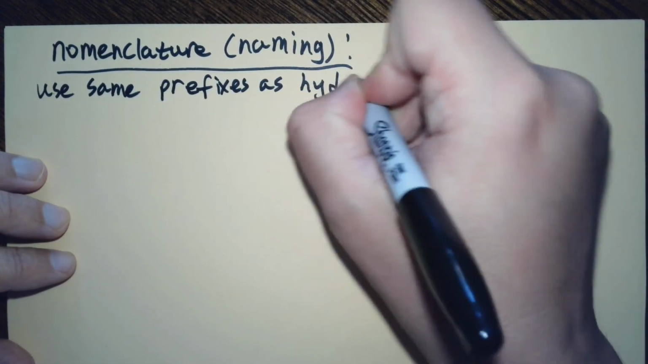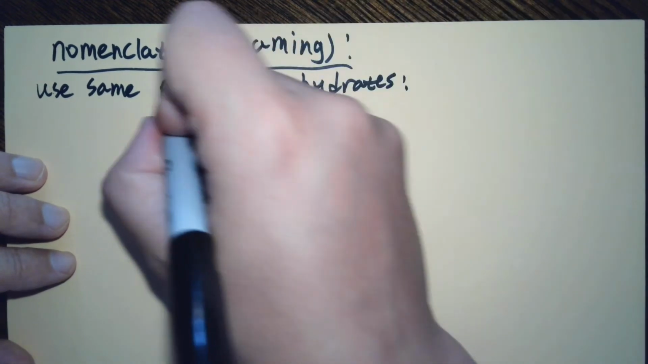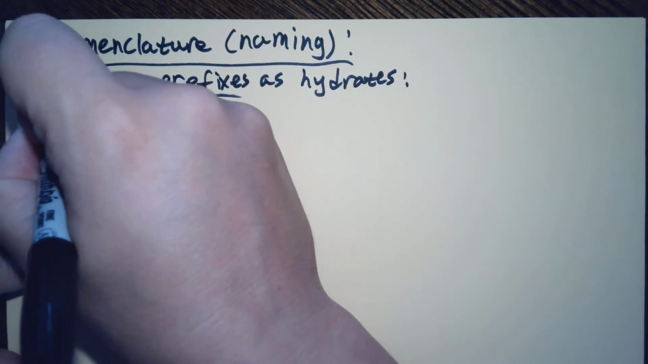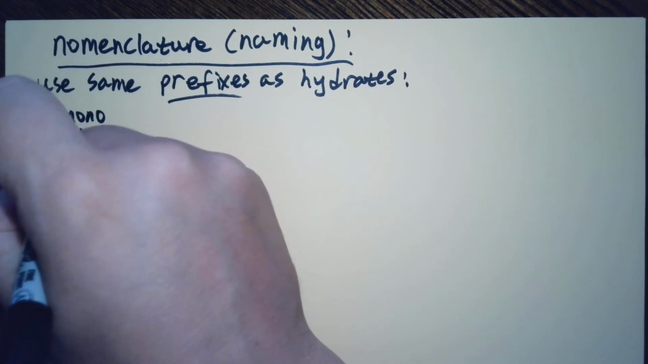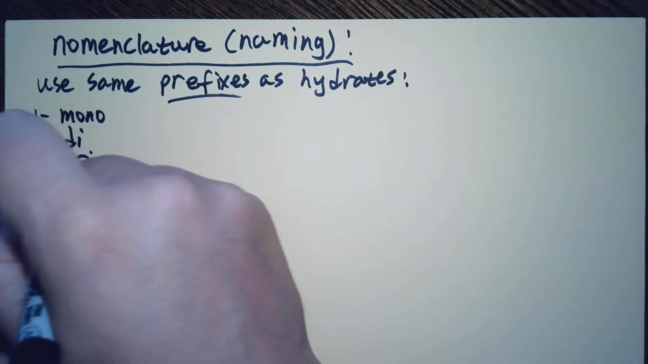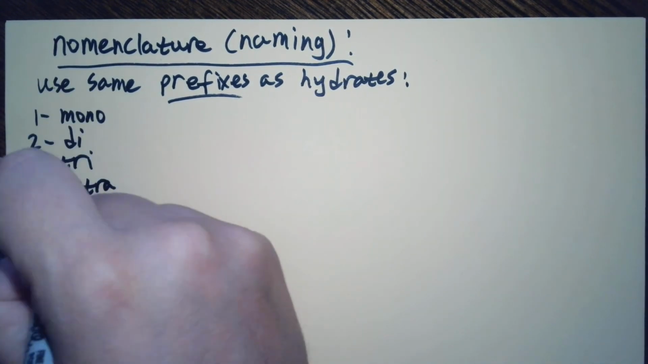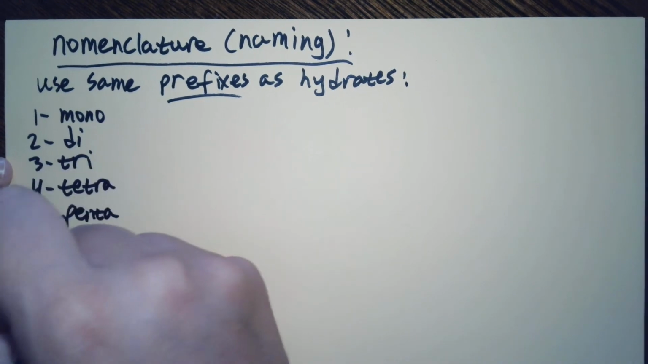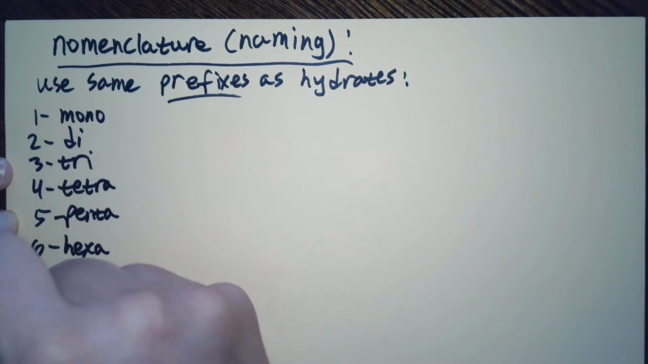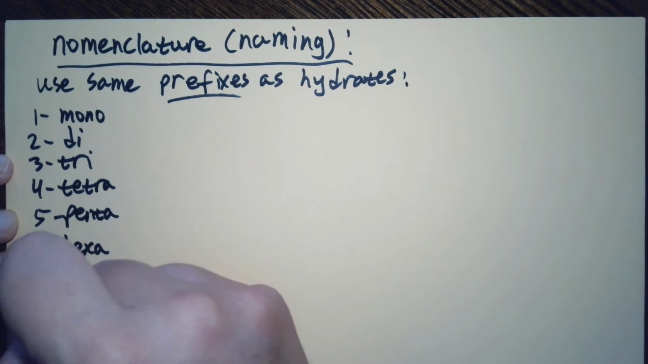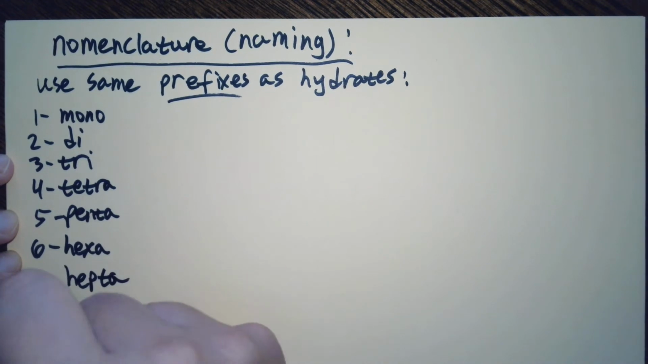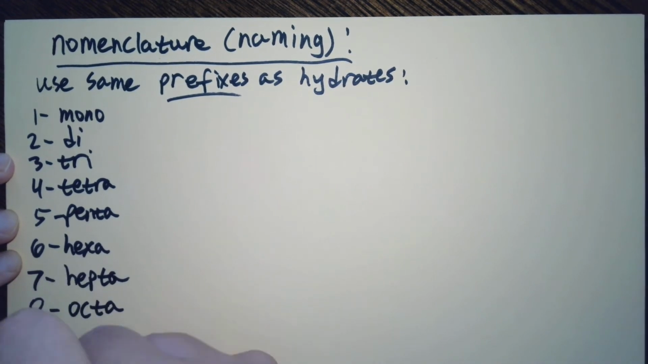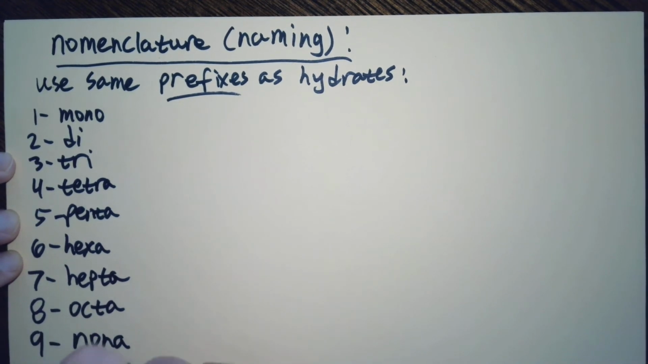We're going to use them a lot more though. So we're going to use those prefixes. So 1 is mono, 2 is di, 3 is tri, 4 is tetra, 5 is penta, 6 is hexa, 7 is, I know you've already memorized them all, but I'm going to write them out anyway. Hepta, almost like a HEPA filter, but not quite. 8 is octa, 9 is nona, 10 is deca, and it actually keeps going from there.